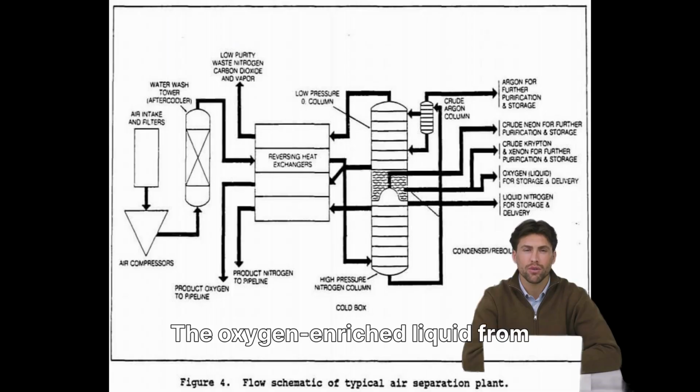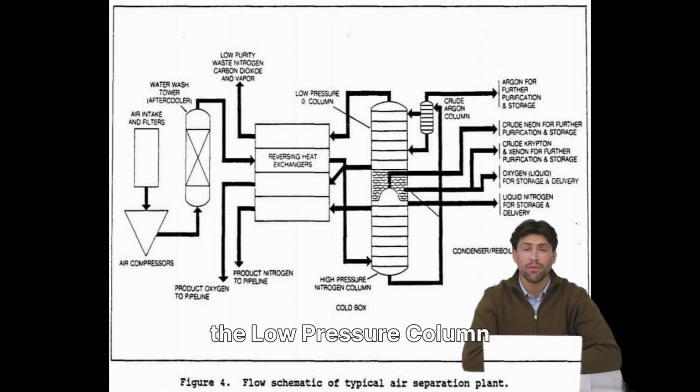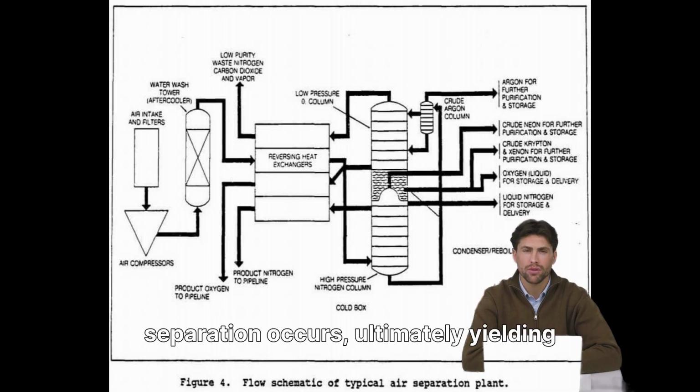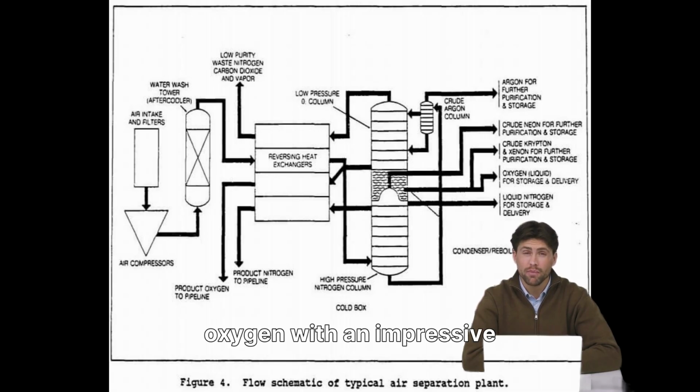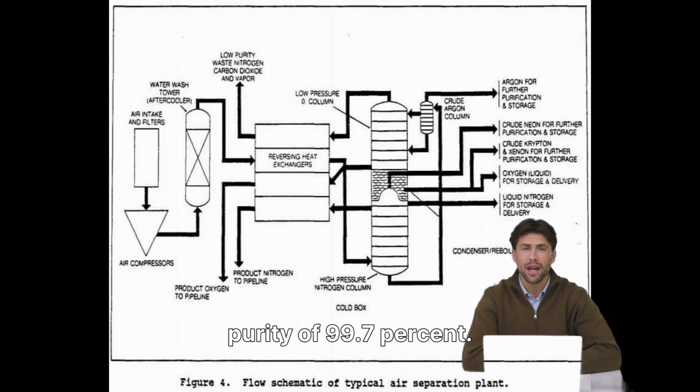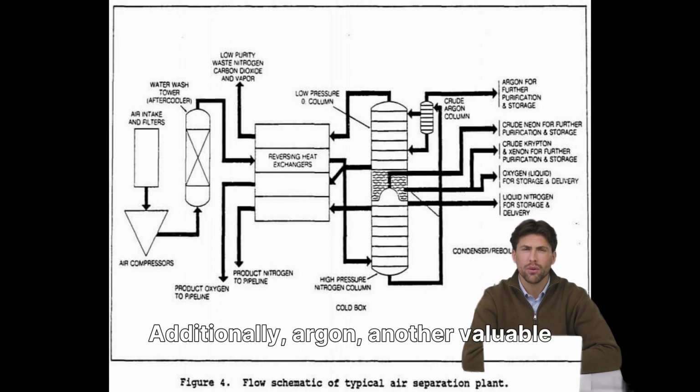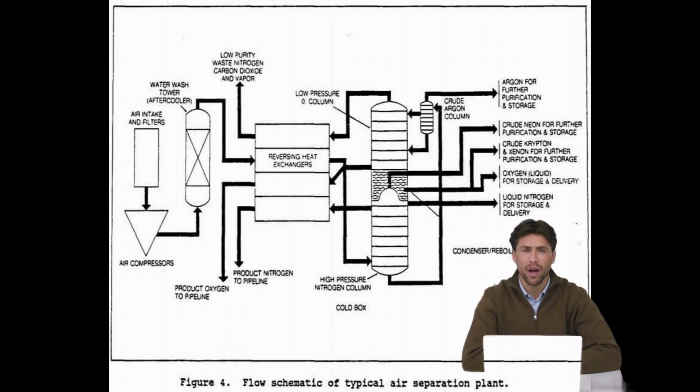The oxygen-enriched liquid from the high-pressure column is then transferred to the low-pressure column for further refinement. Here, a more precise separation occurs, ultimately yielding oxygen with an impressive purity of 99.7%. Additionally, argon, another valuable atmospheric gas, is carefully tapped from a specific section in the middle of the column.